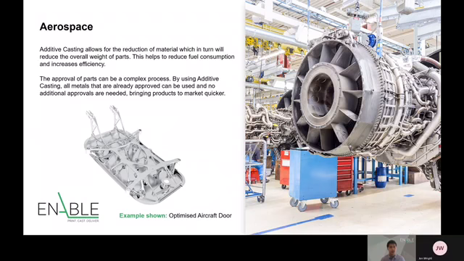In the aerospace industry, additive casting can enable the lightweighting of parts to help businesses reduce fuel consumption and meet efficiency targets. While the certification of additively manufactured parts can be a complex process, additive castings can use metals already approved for use within the aerospace industry, easing the approvals process and helping to bring products to the market faster.